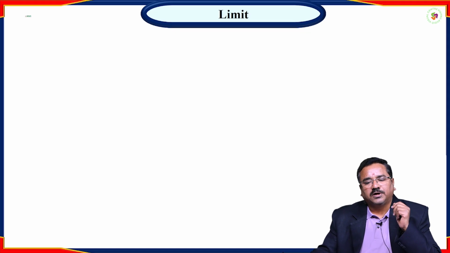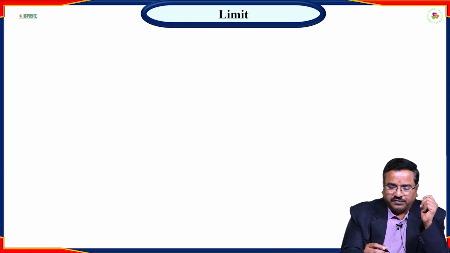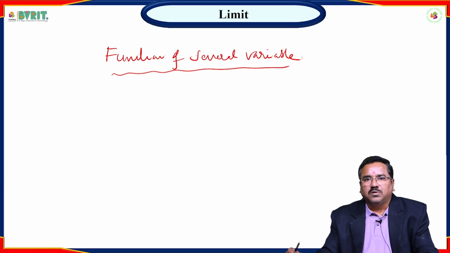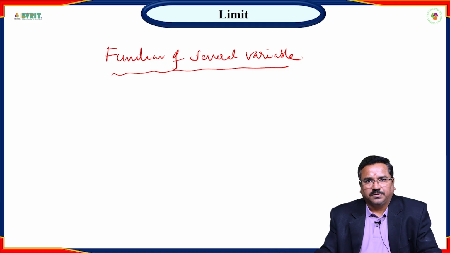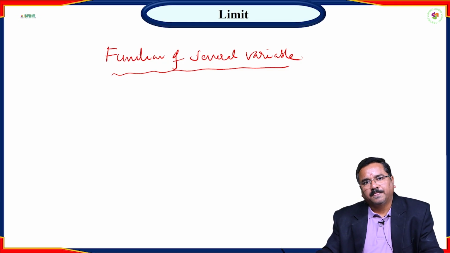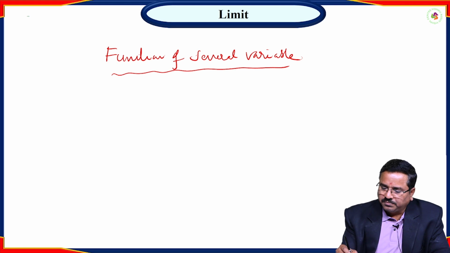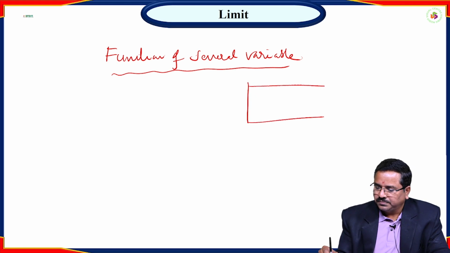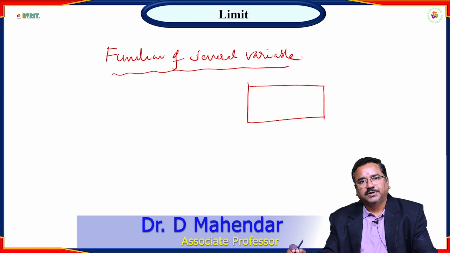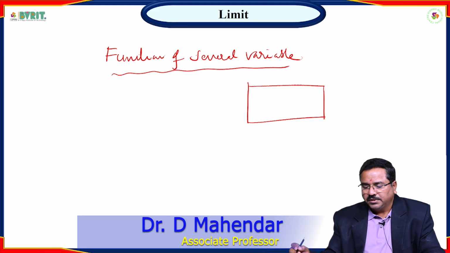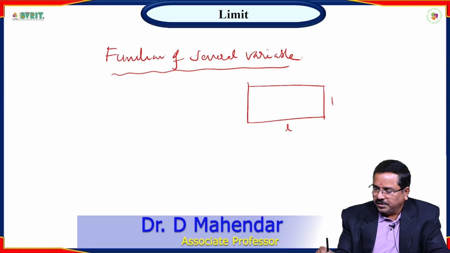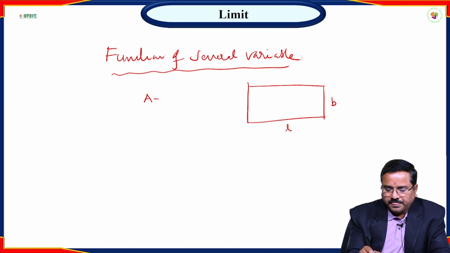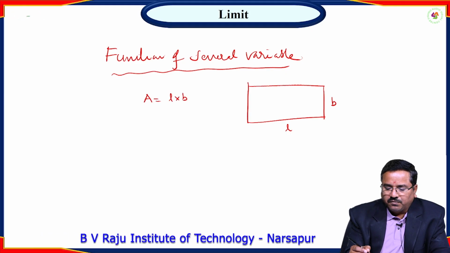If you look at functions of several variables, what is meant by a function of several variables? What is an example of a function of two variables? Just look at the area of a triangle. Sorry, area of a rectangle, let us first take it. What is the area of a rectangle? The area of a rectangle is length into breadth, L into B. Therefore, area is a function of two variables, L comma B.